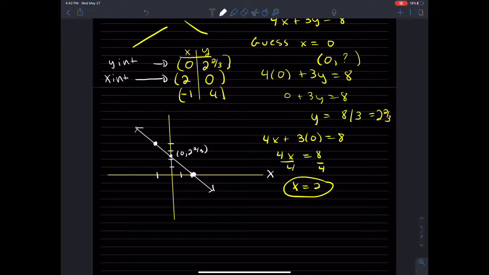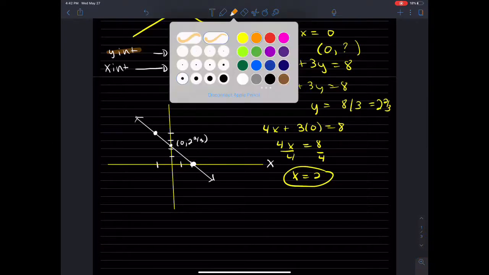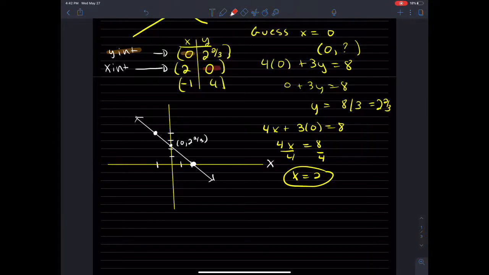If you plug in x equals 0 for x, you find your y-intercept because it's always going to have x as 0 left and right. And similarly, for the y equals 0, you can find your x-intercept.